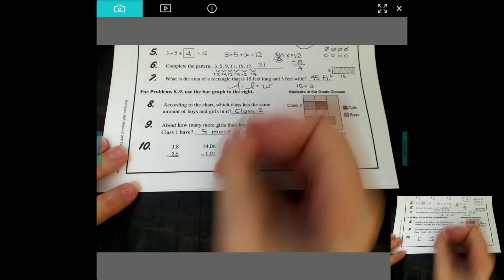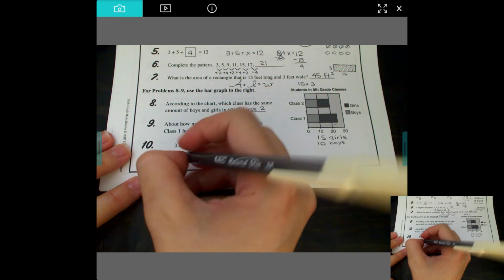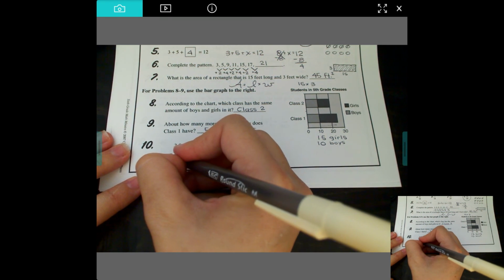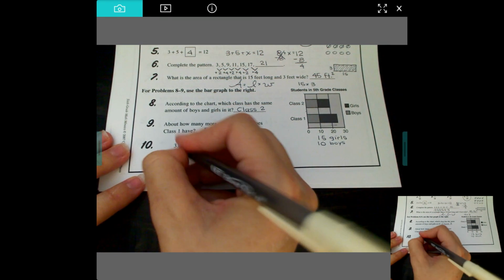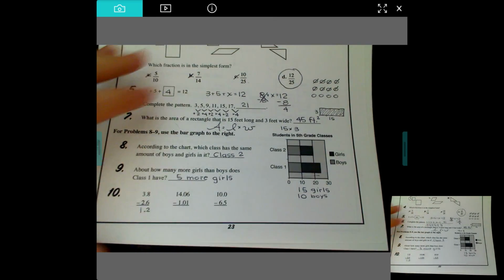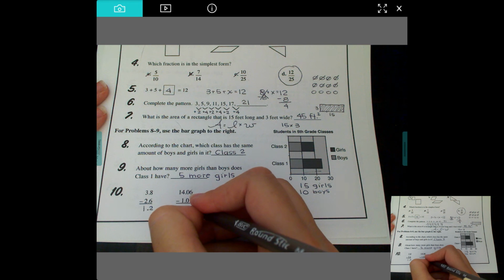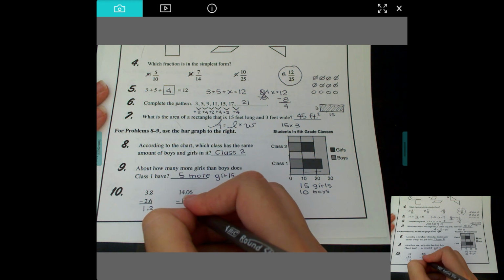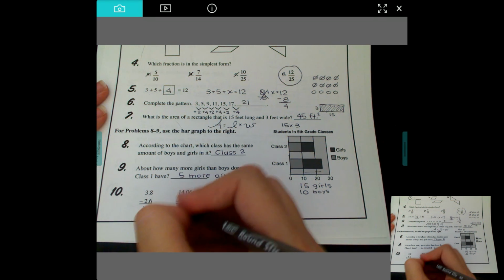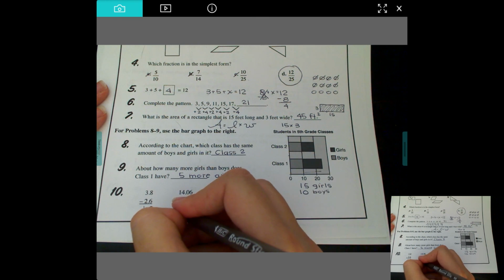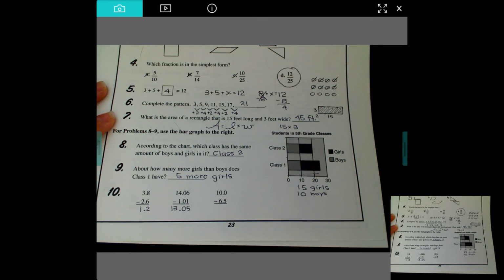Then I have 3 8/10 minus 2 6/10. So 8 minus 6 is 2. Bring down the decimal. 3 minus 2 is 1. That's 1 2/10. Then I have 14 6/100 minus 1 100. 6 minus 1 is 5. 0 minus 0 is 0. Bring down my decimal. 14 minus 1 is 13. So I have 13 5/100.